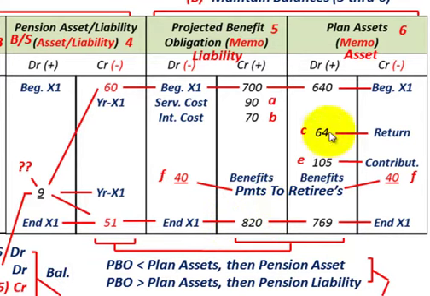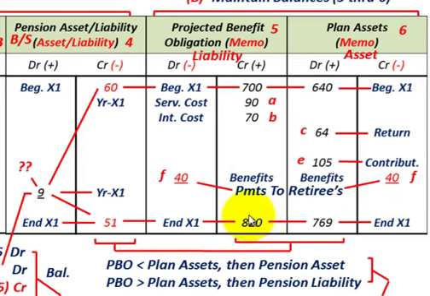And then for moving over to our plan assets, well, we had a debit here, $640,000, another debit of $64,000 or increase here for our returns, and $640,000 was for a beginning balance, and then our contributions made here in cash contribution, $105,000, and then we had a reduction here in our plan assets because of the payments made to retirees of $40,000. So our net amount here is $769,000 here at the end of year X1.